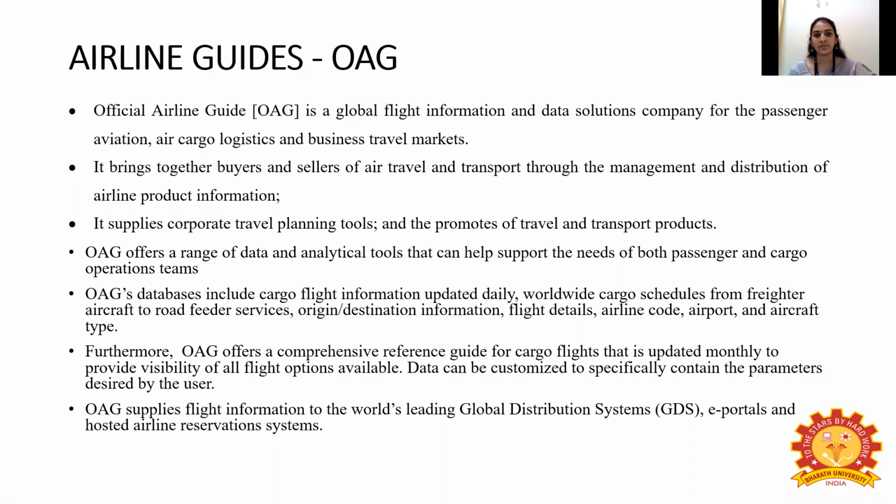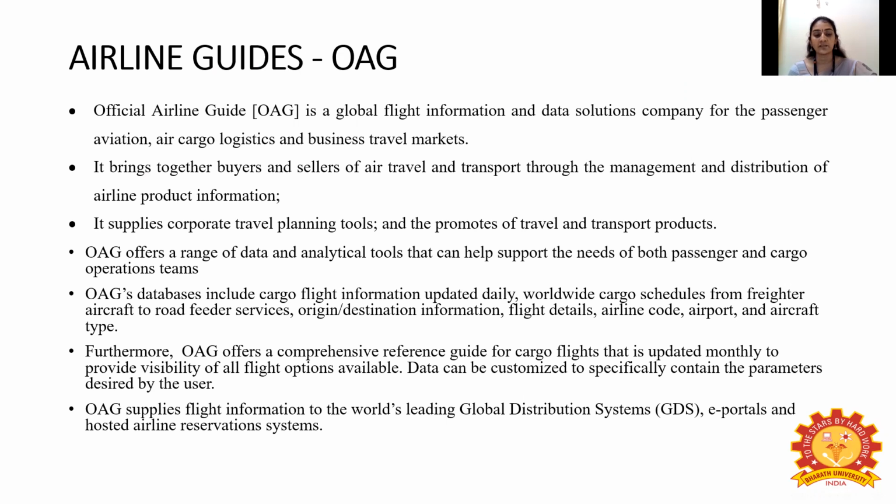there are so many official guides used in the airline industry, and we start with the first one, OAG, that is Official Airline Guide. This is a kind of manual which gives information about global flights and the data solution companies for passenger aviation, logistics, as well as the travel markets. It is published and gives information to the buyers and sellers in the airline industry.